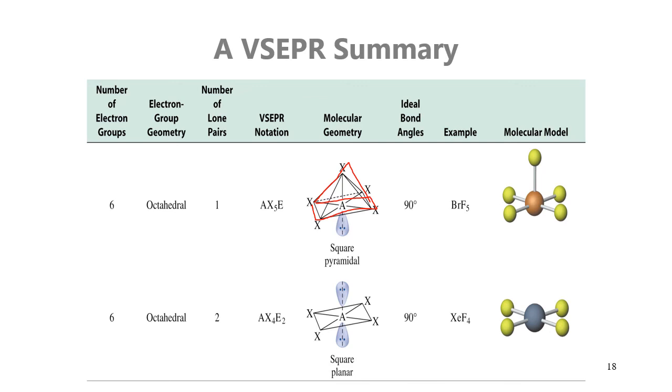And the last one is with 2 lone pairs, AX4E2. This is called square planar. So you have to differentiate between square pyramidal and square planar. Square planar has two lone pairs. You can see only these four, AX4. For example, xenon tetrafluoride. The ideal bond angle is 90 degrees.